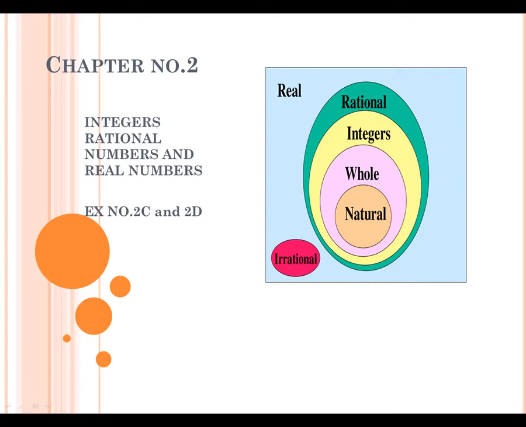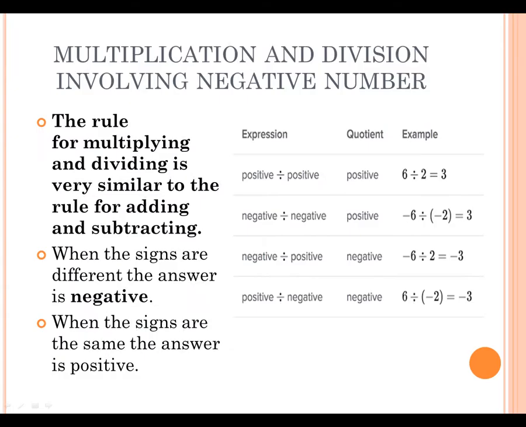This is your third class, chapter number 2, and this is for the exercise 2C and 2D. The chapter name is integers, rational numbers, and real numbers. So we can start from the first topic, which is multiplication and division involving negative numbers.